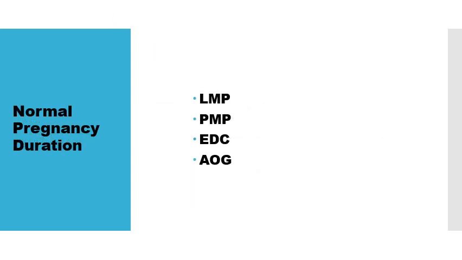The normal pregnancy duration is estimated by computing the age of gestation. The determinants for the age of gestation are the last menstrual period, or the LMP, and the past menstrual period, or the PMP. These two, LMP and PMP, will also determine the EDC, or the expected date of confinement.